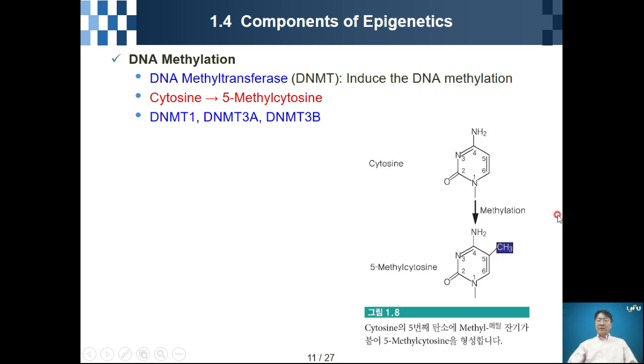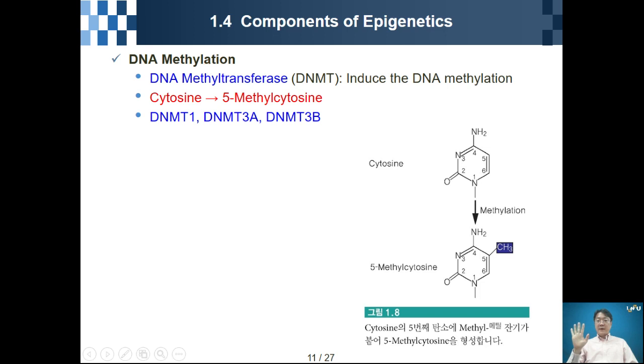So usually the methylation is done by DNA methyltransferase. So this is the DNMT. DNA methyltransferase, DNMT, can induce DNA methylation, especially at the cytosine. There are three kinds of DNA methyltransferase. First one is DNMT1, and the others are DNMT3A and 3B. So they have different functions. We will cover detailed information on DNA methylation in chapter 5.